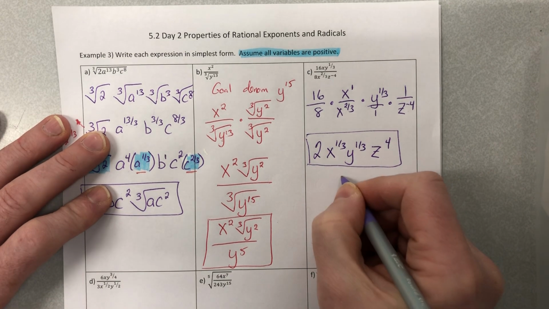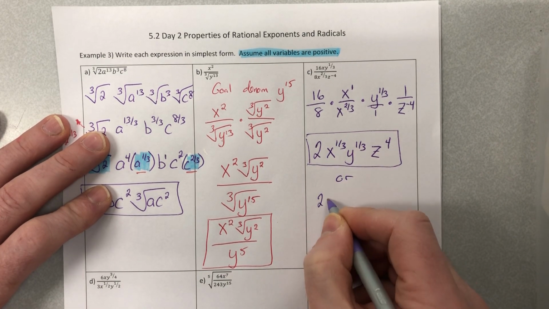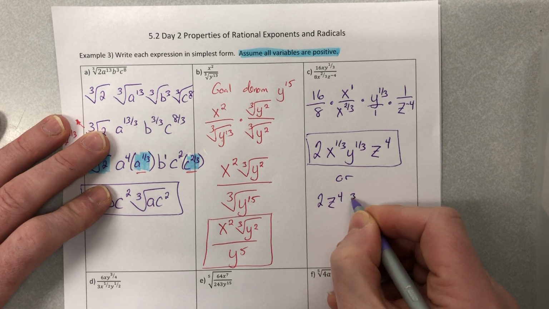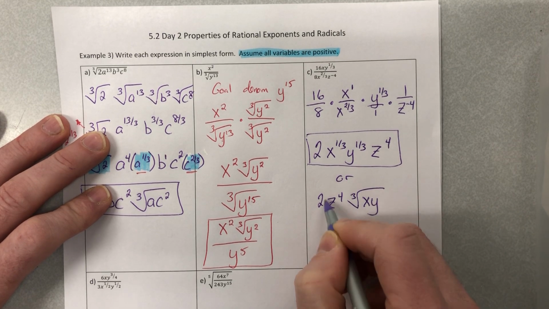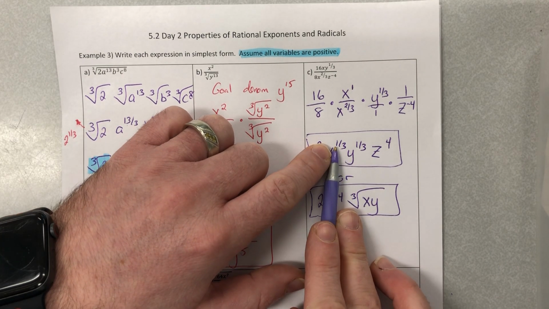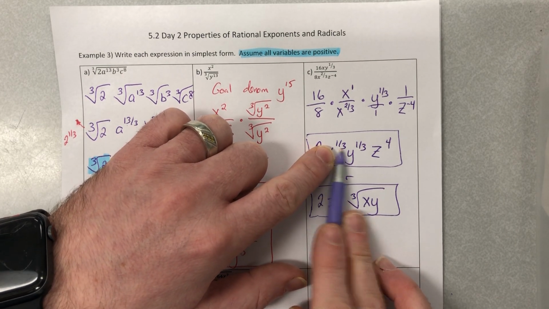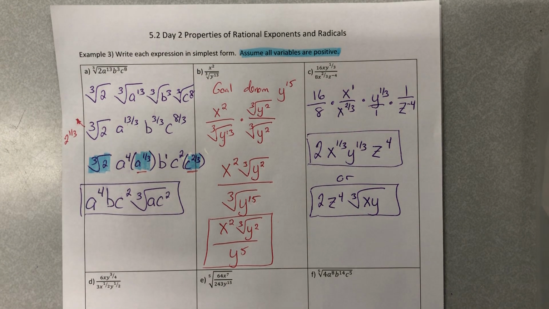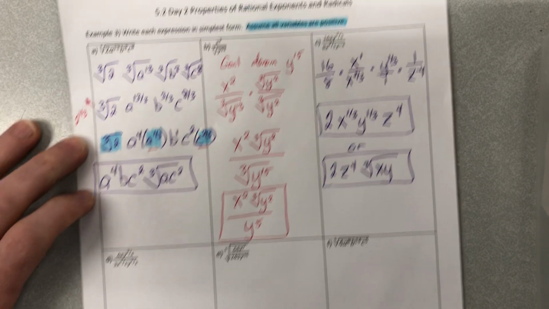This is an acceptable answer. We could also write it as 2z to the 4th times the cube root of xy. All right, that's just because, notice once again, the numerator is the power, the denominator is the root for each of those. That's how I got the next one there. Okay.